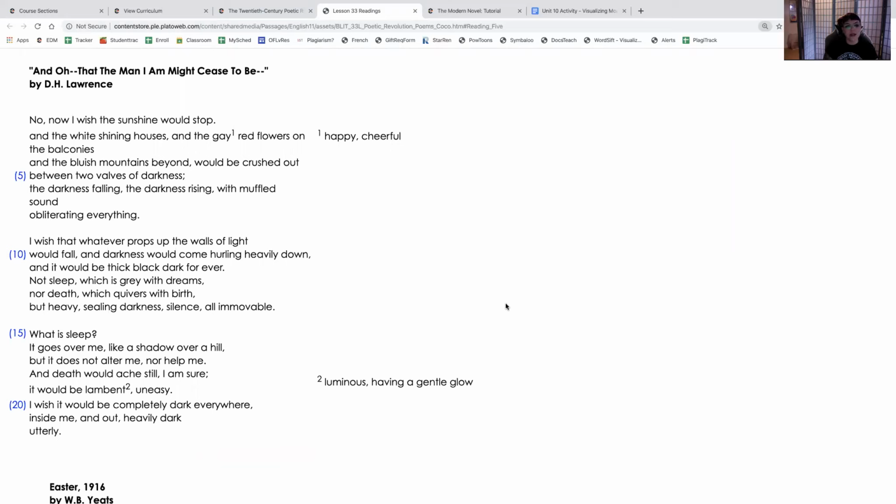And death would ache still, I am sure. It would be lambent, uneasy. I wish it would be completely dark everywhere, inside me and out, heavily dark utterly.